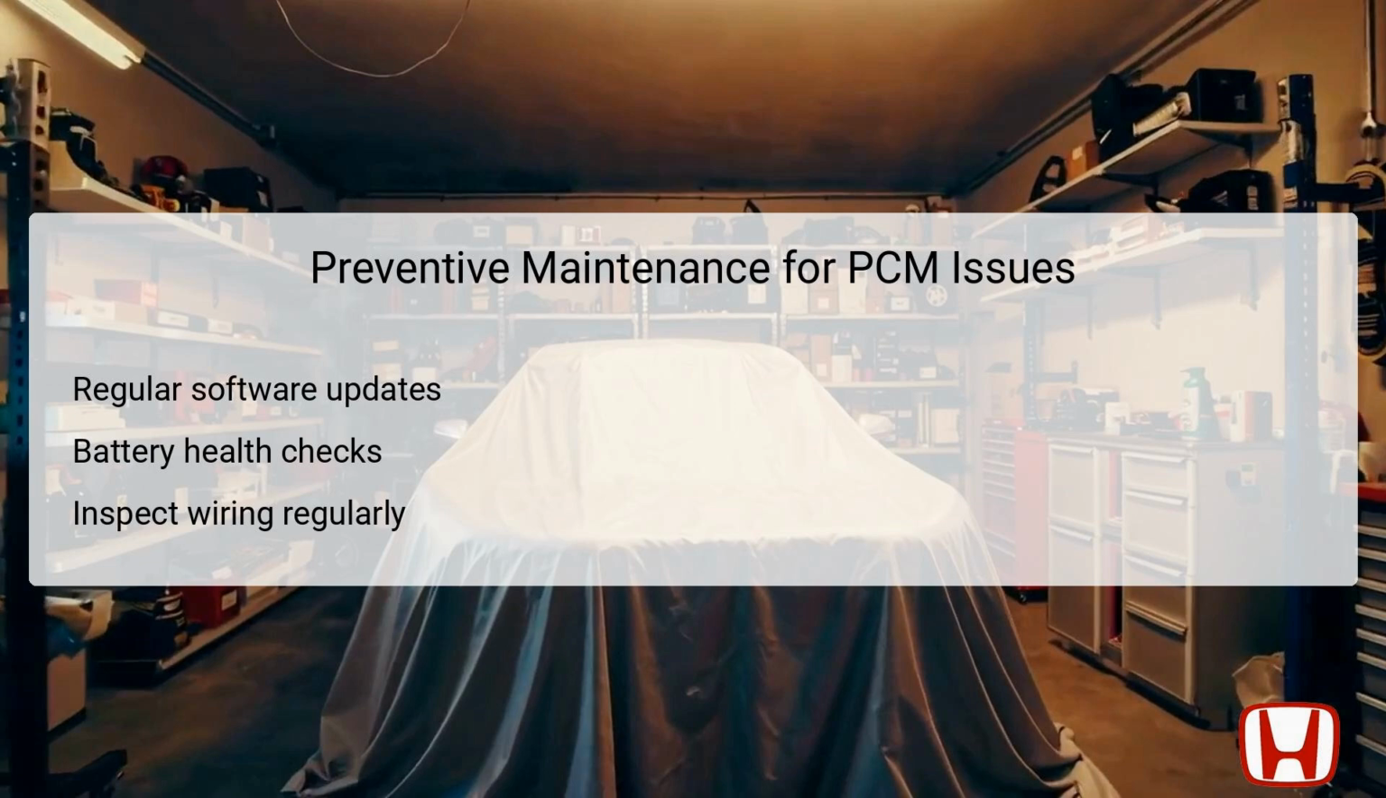Moreover, it is essential to check the battery health periodically, as a failing battery can disrupt the PCM's ability to perform updates correctly. Inspecting wiring and connectors regularly for wear and corrosion is equally important to maintain a reliable electrical connection. Encouraging the owner of the vehicle to adhere to a consistent maintenance schedule can significantly minimize the risk of programming errors. Proactive measures such as these can safeguard the vehicle's performance and reduce repair costs in the long run.